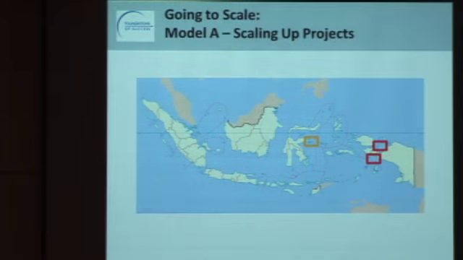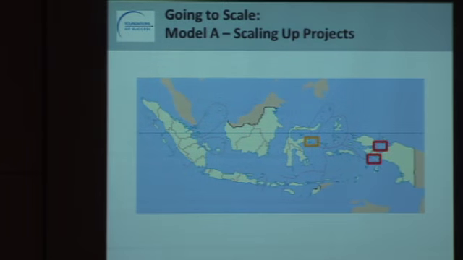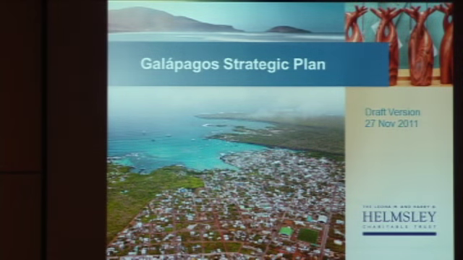The first, Model A, is about scaling up project size. So instead of having a bunch of small projects, we might have bigger projects in an area. So for example, a few years ago, we started working with the Helmsley Charitable Trust. I don't know if you know Leona Helmsley. She was the Taxes Are for Little People person. But she was very wealthy. She owned the Empire State Building. And when she died, she left all her money to her dog.